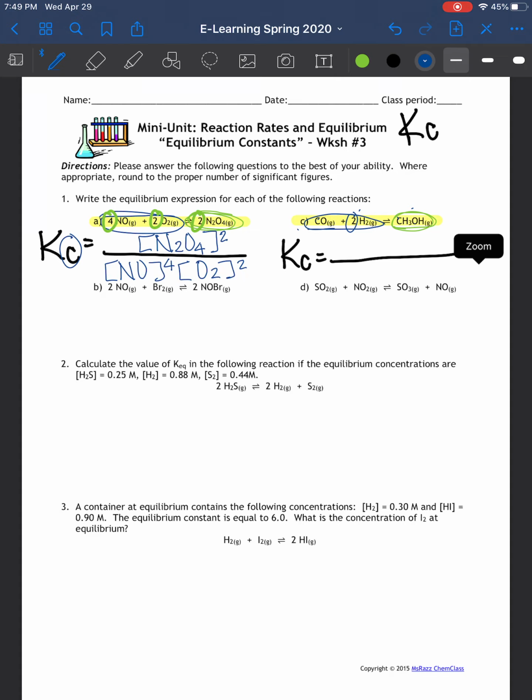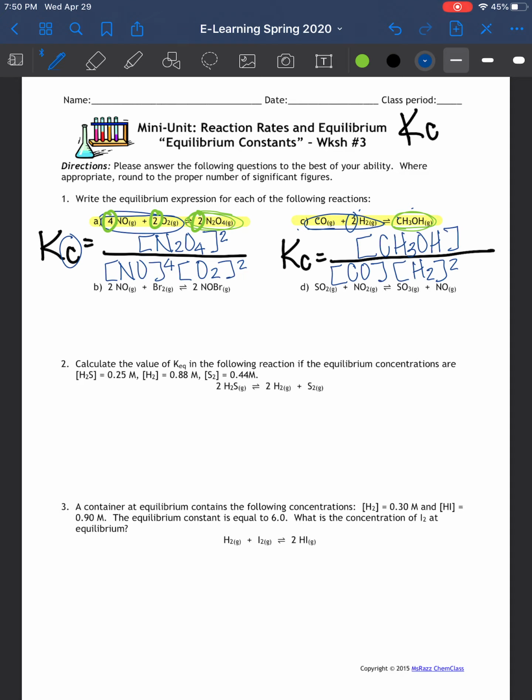Let's go ahead and start writing. Again, products over reactants. So it is CH3OH, close bracket, that's my product, divided by my reactants, CO, close brackets, times H2, close brackets, squared, again due to the coefficient. So that is it for number 1. All you need to do is write the expression, products over reactants. No plugging and solving yet.